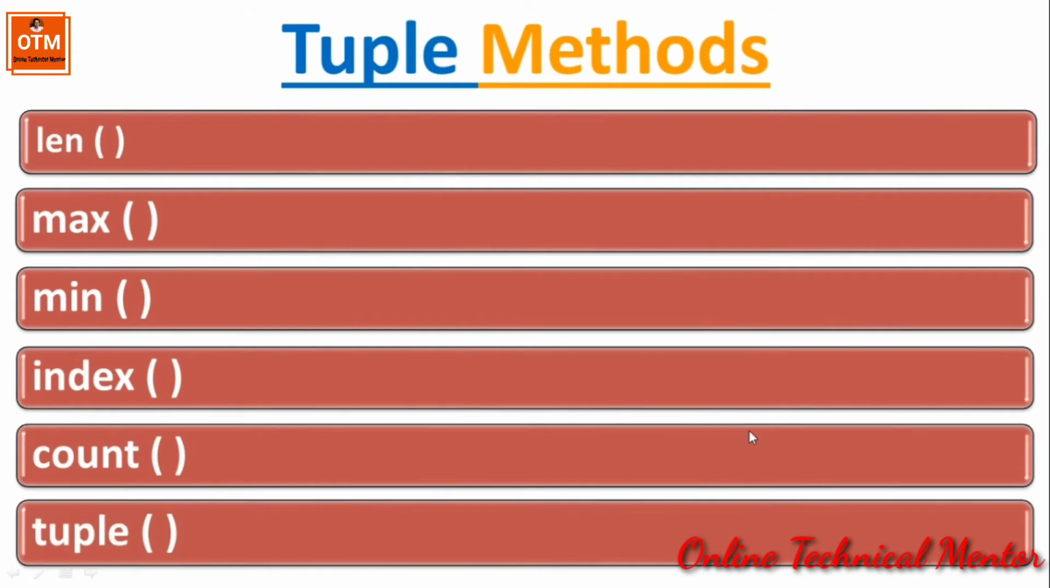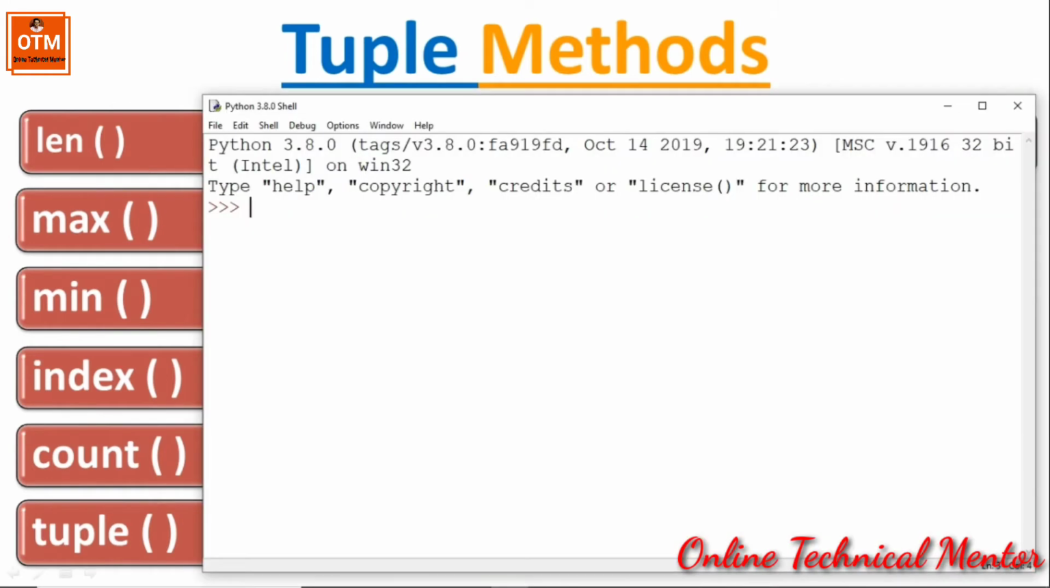Next, the tuple constructor. Be careful, tuple with first bracket open and close is not a function. It is actually a constructor method that can be used to create a tuple from different types of values. Using this tuple constructor, we can create an empty tuple. Let me show you. t equal to tuple, first bracket open close, then press enter. If I print t, it will return an empty tuple.